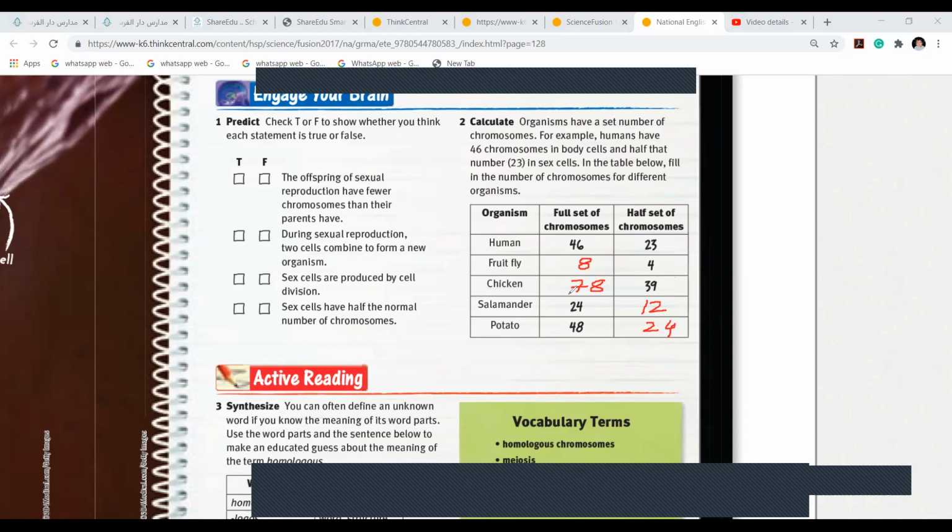Did you understand what I did here? Here I made full. Here I made half. If 24 is full, what is half of 24? 12. If 48 is full, what is half of 48? 24. And here the half is 39. So full will be double of it. If there is here 4, we will say here 2, right? If full is 4, so half is 2. Okay? Did you write this?